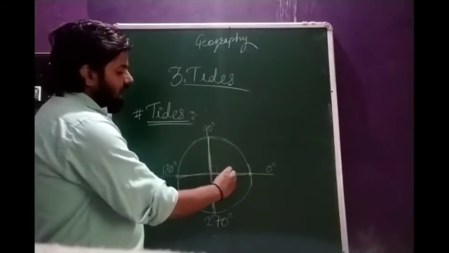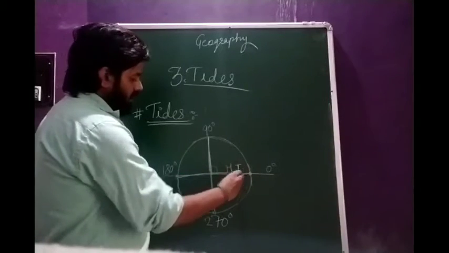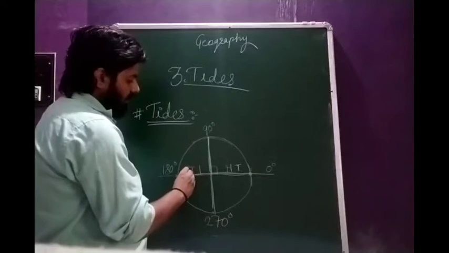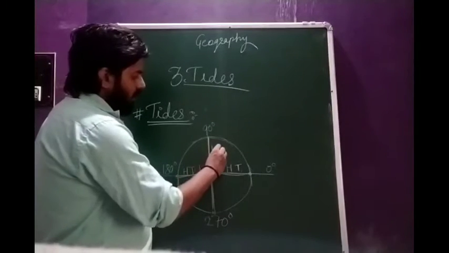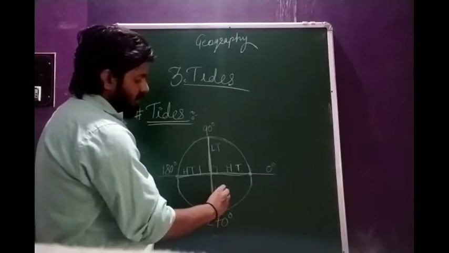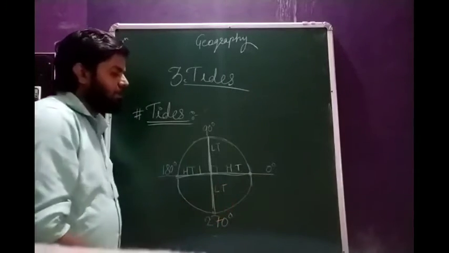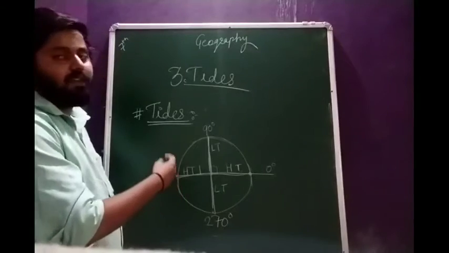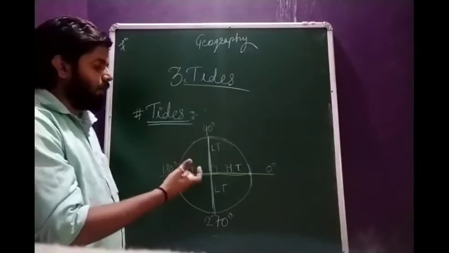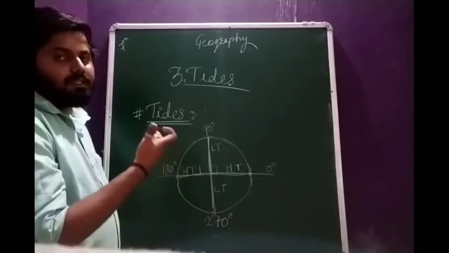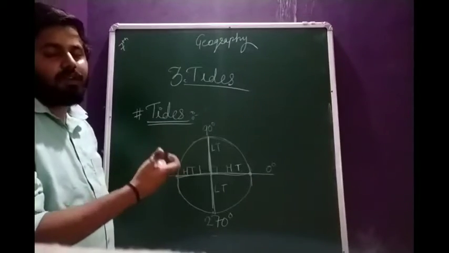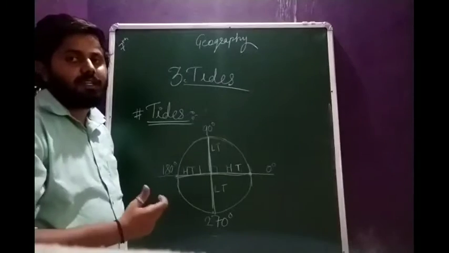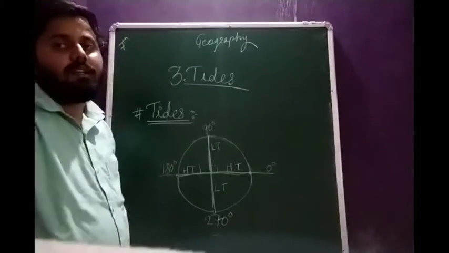That means high tide, low tide, high tide and low tide. Those are the changes which continuously occur on the respective meridians. At 180 degree and 0 degree, the same tides will occur at both places, and at 90 degree and 270 degree, the same tides will occur at those places.